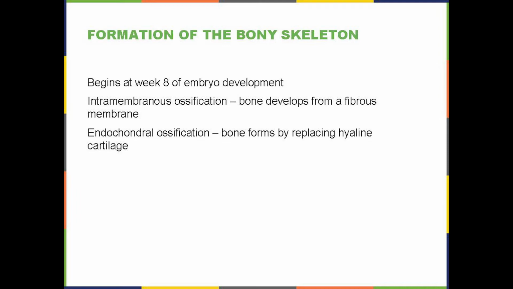So, intramembranous develops between two fibrous membranes. Left over from that, because we haven't completely ossified, are the soft spots that you see on babies. Those are called fontanelles. So, there's a cranial fontanelle that's easily seen.